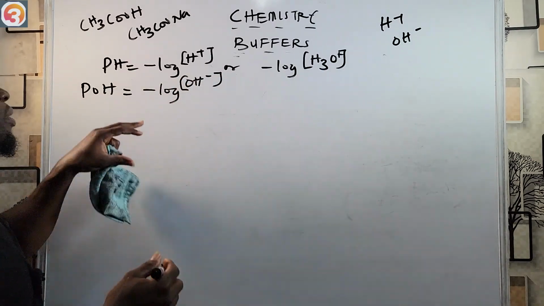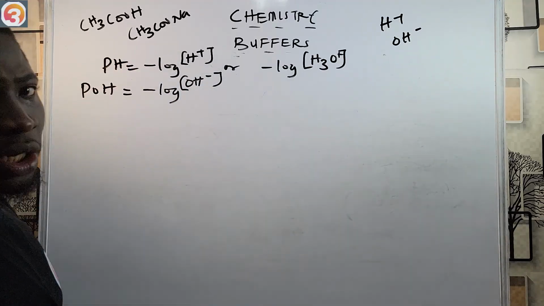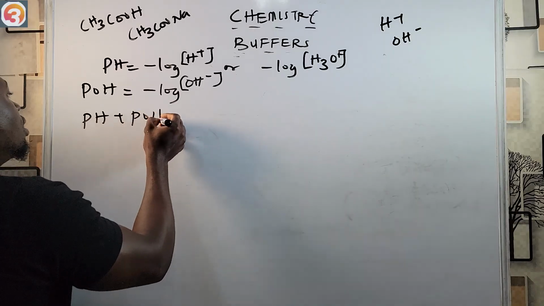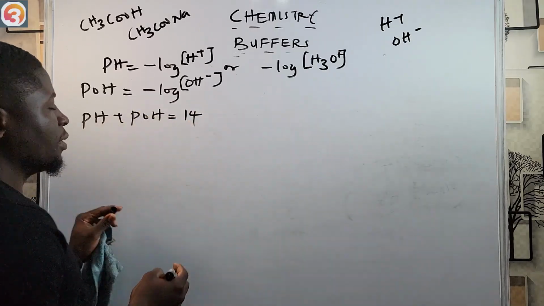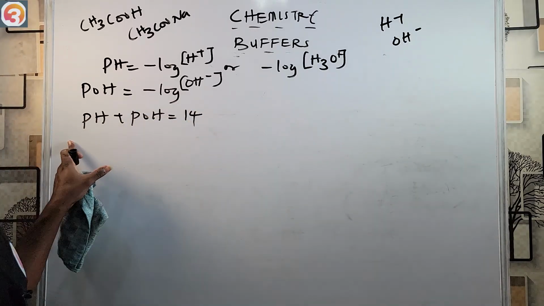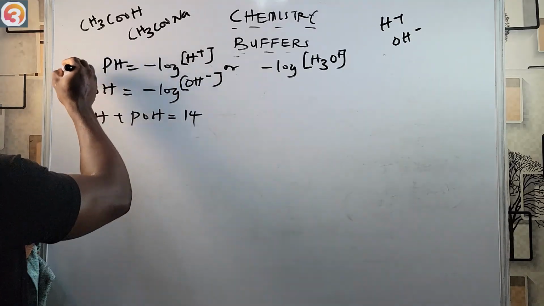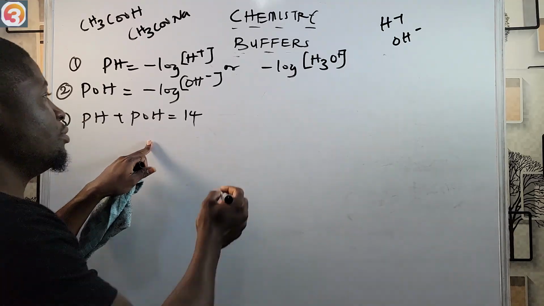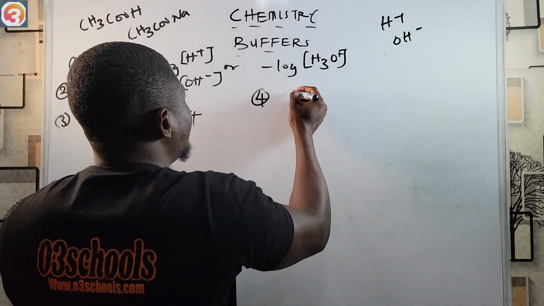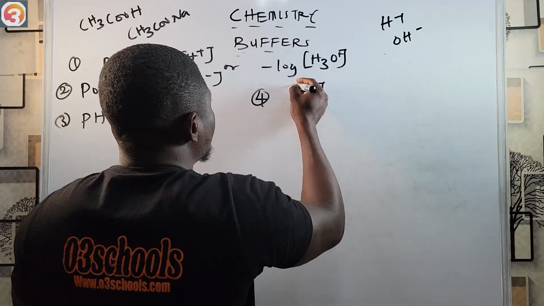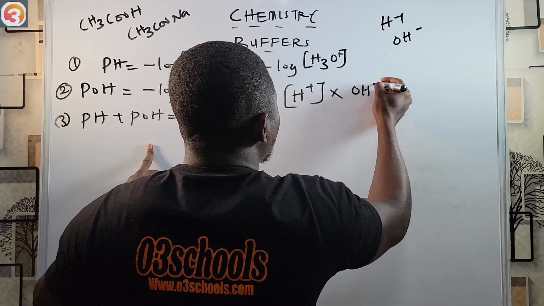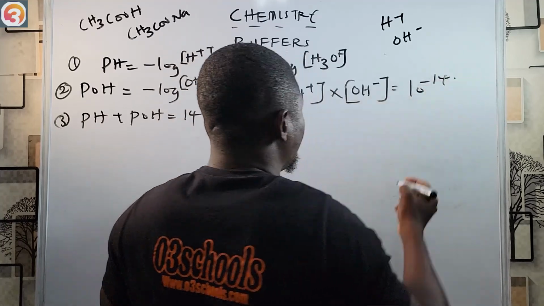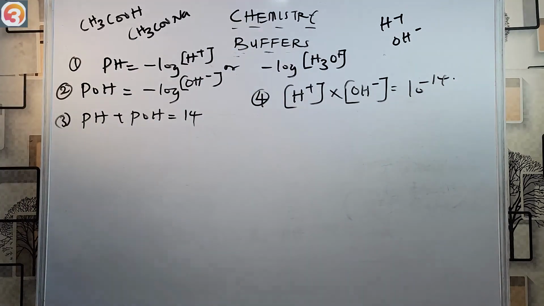And now we also had a relationship between pH and pOH. We said pH plus pOH is equal to 14. Remember very well. This is another water formula. So this is 1, this is 2, this is 3. Then number 4, if we multiply the hydrogen ion concentration by the hydroxyl ion concentration, we have 10 raised to power minus 14. This is also very valid.